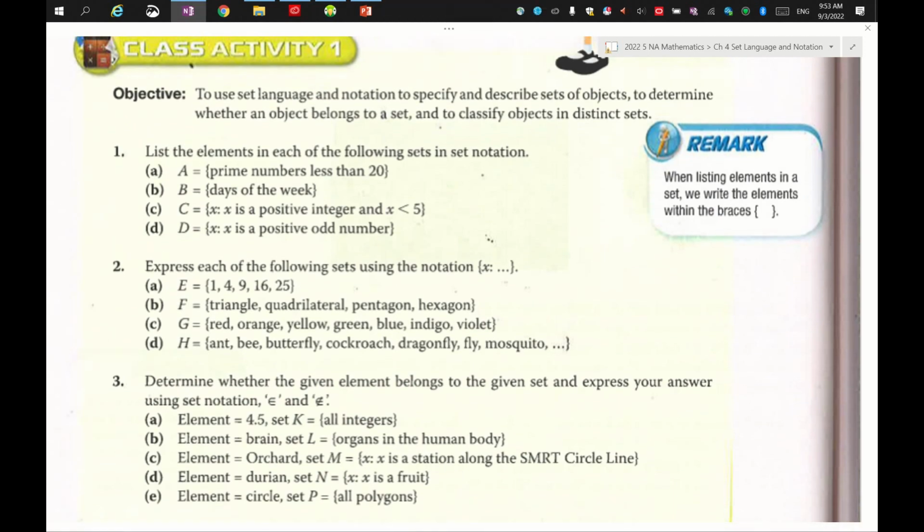So, list the elements in each of the following sets in set notation. So A, prime numbers less than 20. Can we go down the line? Maybe we start here. Okay, nearest to me, give me an example of elements inside set A. 2. Okay, good, 2. What else do we have? 3. What else? 5. Next.